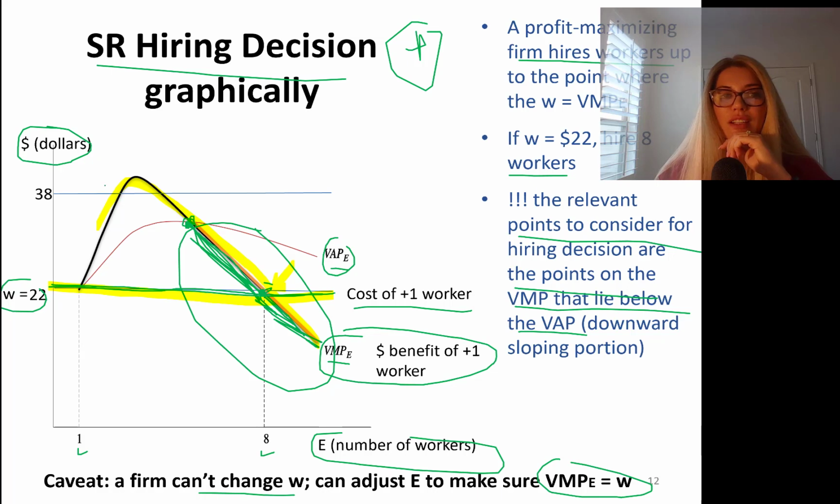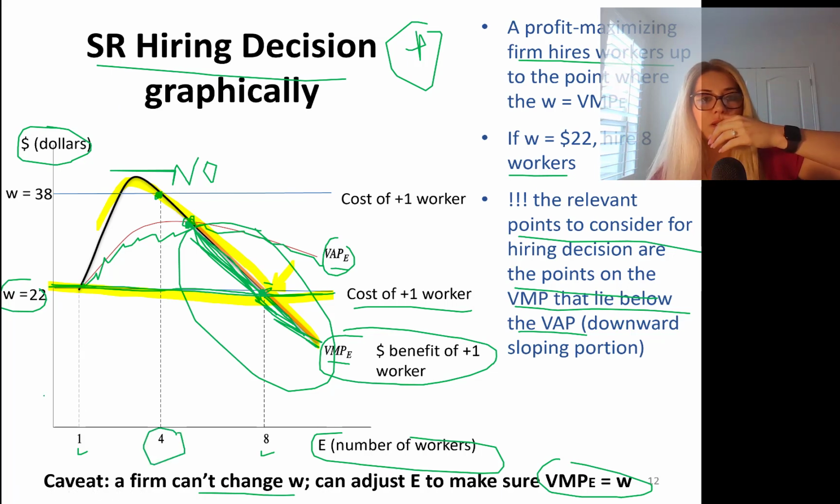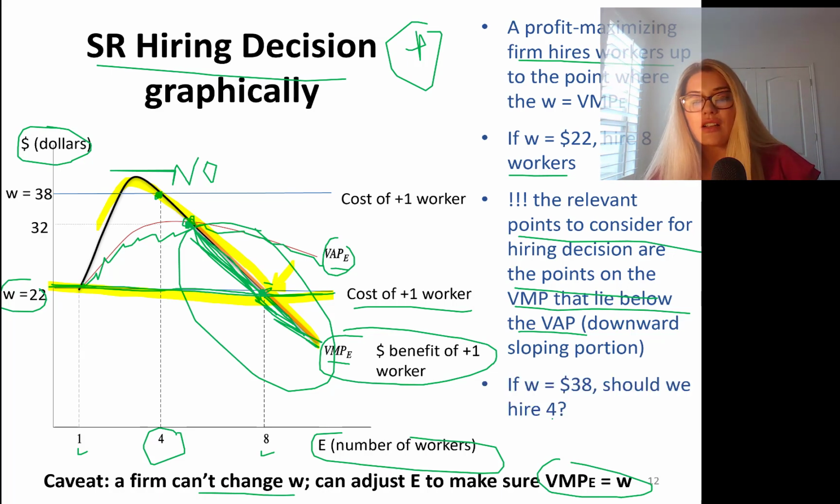Okay. So what if the wage rate, this is important, is $38? Should I hire this level? No. Do you know why? Because this portion stays above value average product curve. Okay. So you shouldn't be hiring 4 workers. Actually, you should be hiring 0 workers. Okay. Cost of a worker is $38. Should we hire 4 workers? No.